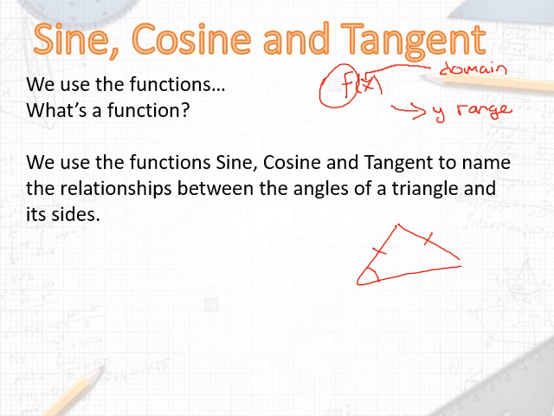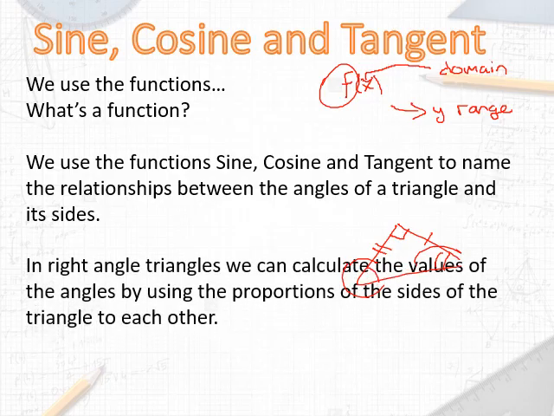Or, if I know two of the sides and that other angle, can I figure out how big these angles actually are? And the answer is yes. We're going to be able to do that by the end of this unit. We'll start off with right angle triangles, but we will eventually venture into triangles that are not right angle as well. So in right angle triangles, we can calculate the values of the angles by using proportions. The way in which the sides are divided or related to each other is going to dictate the angle measure in a triangle.